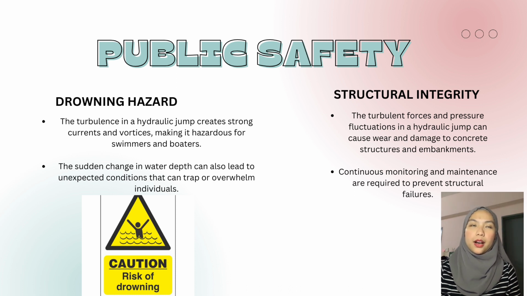So, what kind of accident was happening? The effect of hydraulic jump on public safety. First of all, because of the drowning hazard. This can happen because the turbulence in the hydraulic jump creates strong currents and vortices, making it hazardous for swimmers in the water. The sudden change in water can also lead to unexpected conditions that can trap or overwhelm the individual in the water.